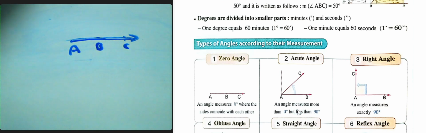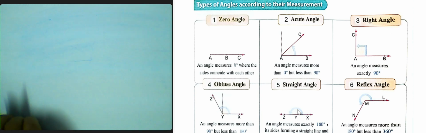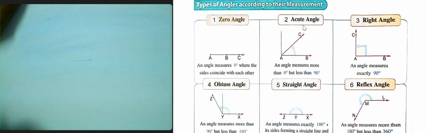Second type, such as 30 degree or 40, any number that lies between 0 and 90, we call it an acute angle. An acute angle measures more than 0 degree but less than 90 degree, such as 30, 40, 50, anything less than 90 and greater than 0.